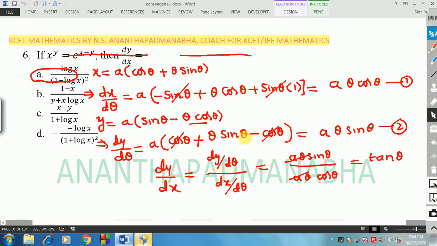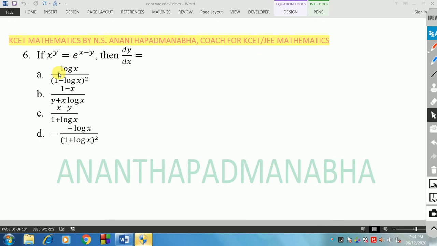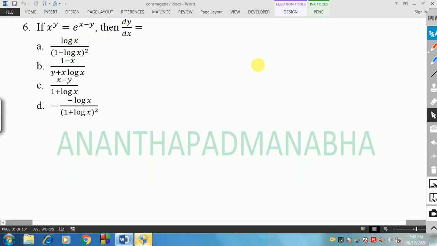Next I have x to the power of y is equal to e to the power of x minus y. When we have exponential functions on both sides, if it is an exponential function, then we can take logarithm, that is, we will apply logarithmic differentiation. Here I have to find dy by dx.